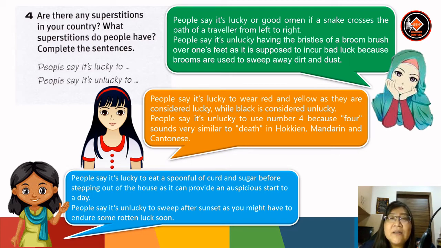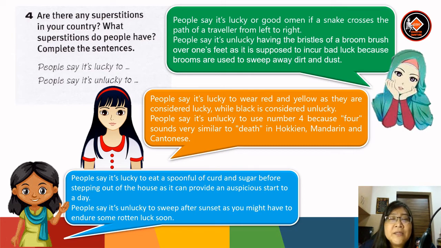People say it's lucky, or a good omen, if a snake crosses the path of a traveler from left to right. People say it's unlucky to have the bristle of a broom brush over one's feet. It's supposed to incur bad luck because brooms are used to sweep away dirt and dust.